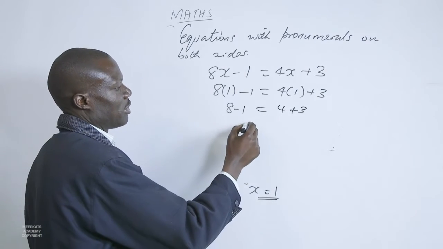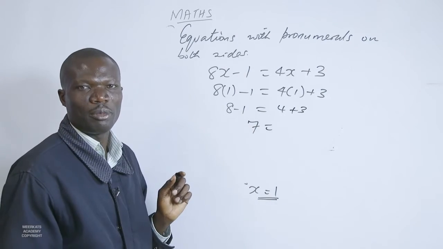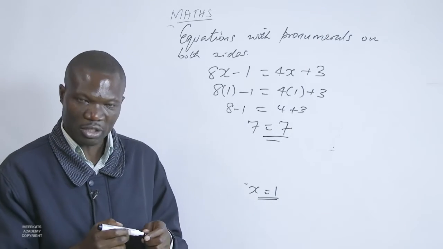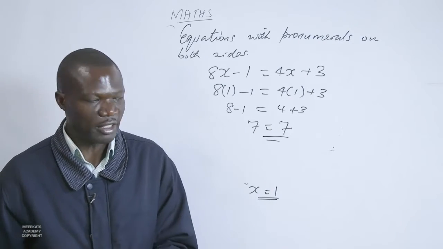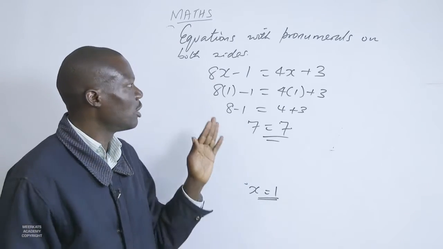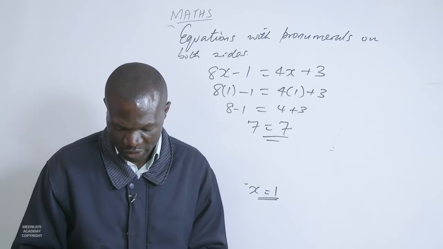8 minus 1 gives us 7. And 4 plus 3 gives us 7. You see, 7 is equal to 7. Left-hand side is equal to right-hand side. Therefore, x is equal to 1 is the solution of our equation.